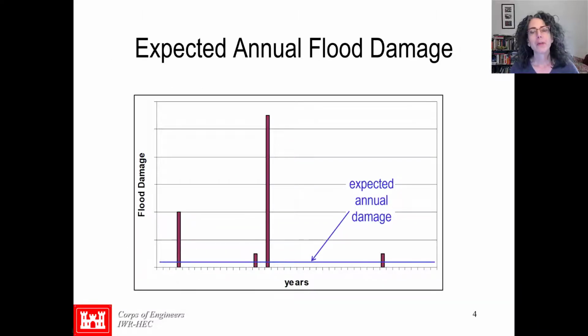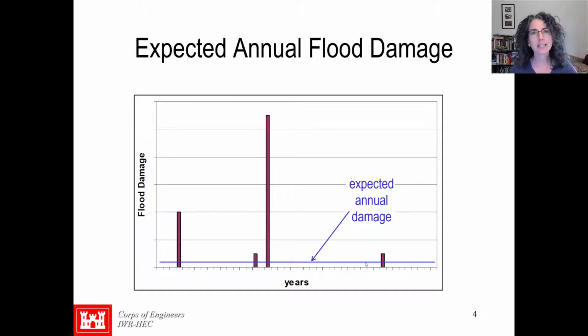So here we see that most years have no damage at all. Some years have some damage. Occasionally there will be a lot of damage. But if we average those damages with all those zeros, we'll get this blue line, which is the average over a long period of time. This is not necessarily a value of damage that we expect to happen. It might not be possible that we can get this amount of damage at all.